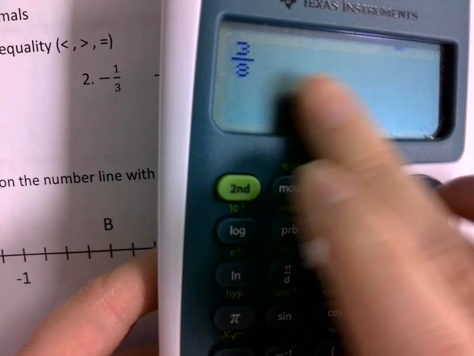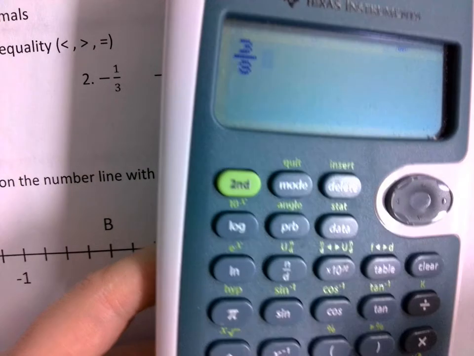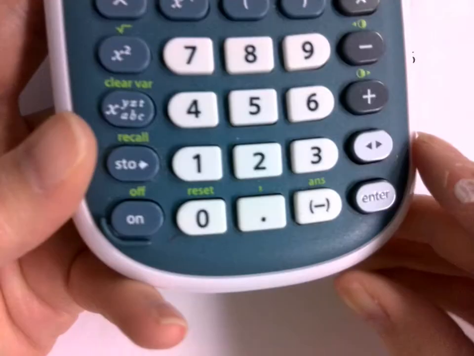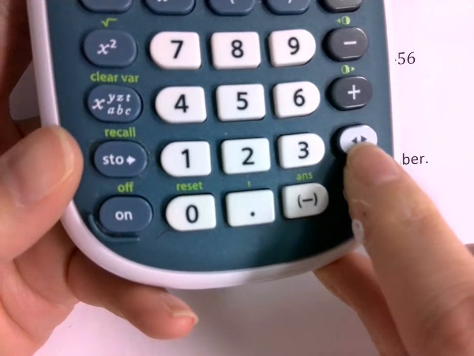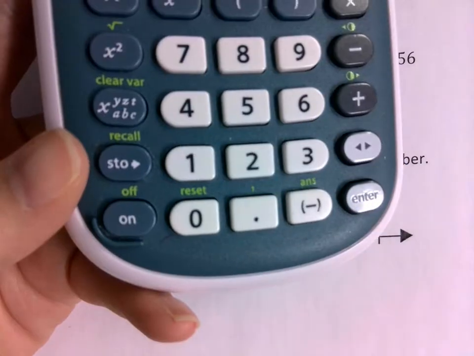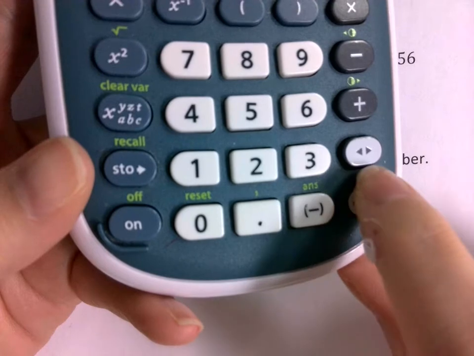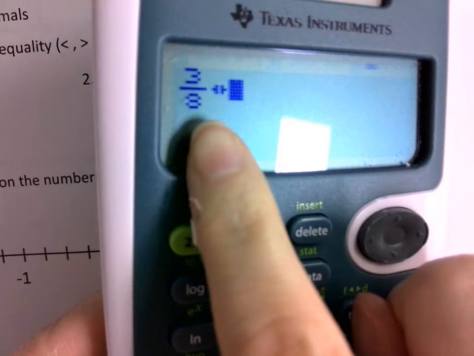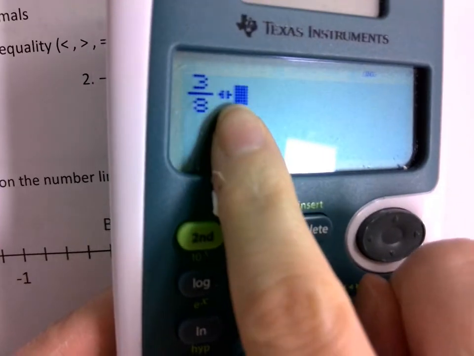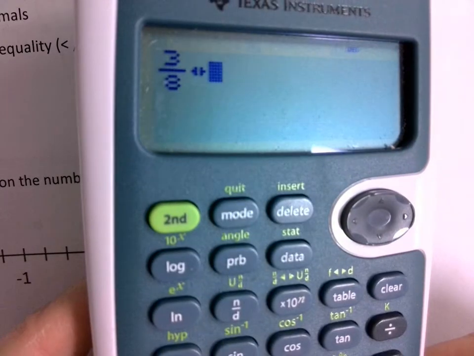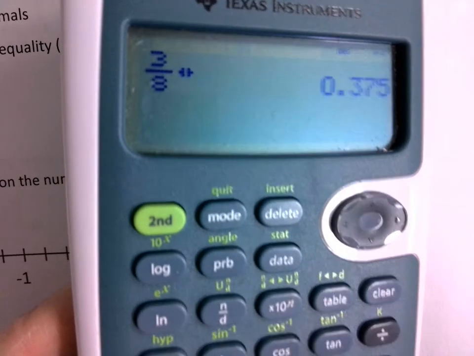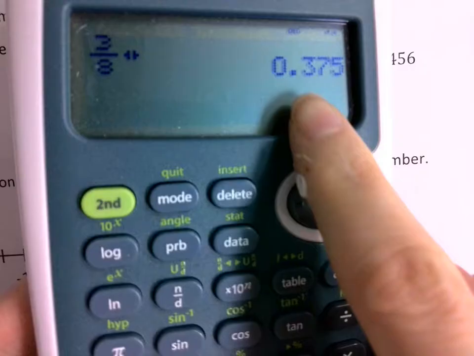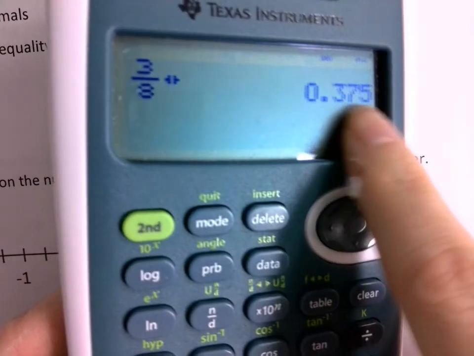Okay. Now, what I want you to do is down here at the bottom, right above where it says enter, you see the double arrow? They're right back there. See the double arrow white button? I want you to press that. And if you look on your screen, you should now have the double arrows written there. Go ahead and hit enter and tell me, what does it do? It gives you the decimal version. So if you hit enter, it gives you the decimal version of that fraction.